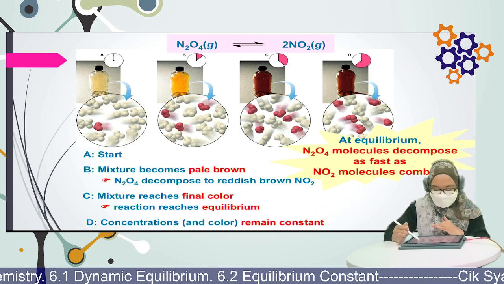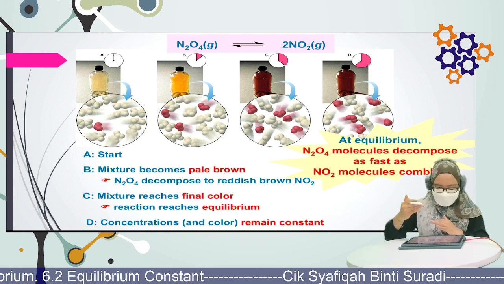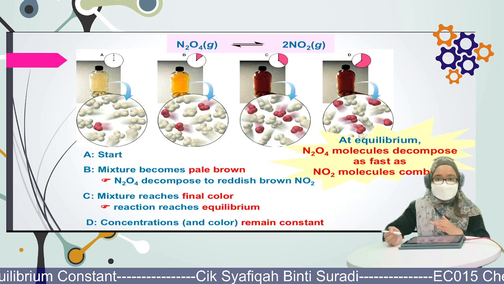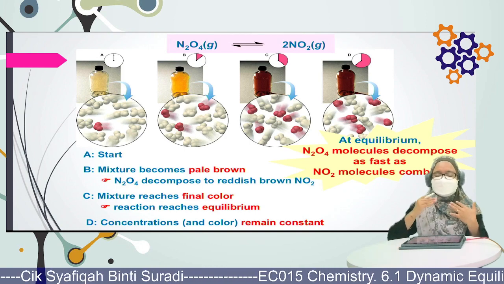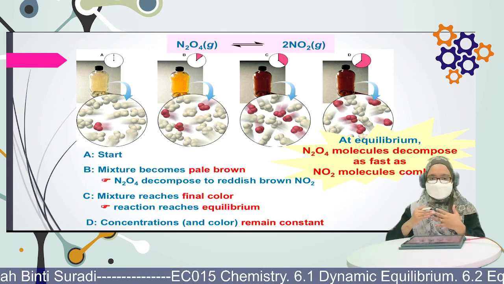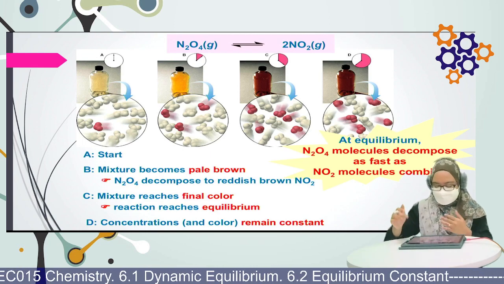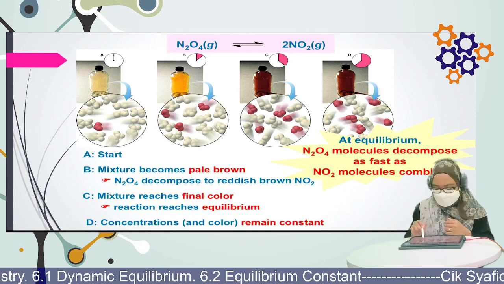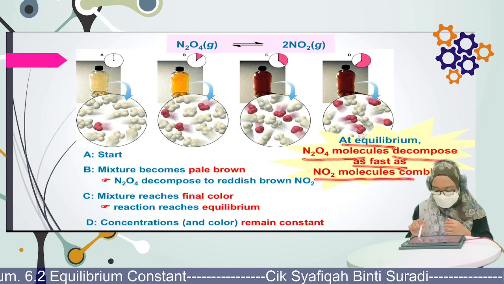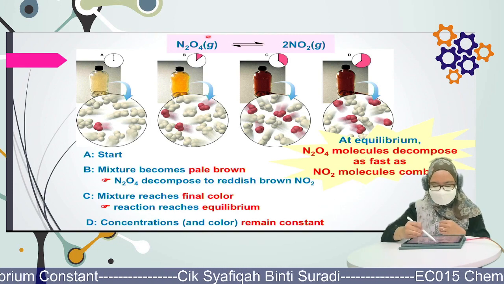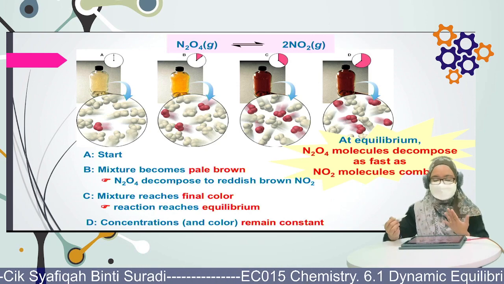Bila kita proceed lagi reaction tu over the time, kita dapati the color dia tak berubah pun, dia still remain the same. Dia punya concentration of reactant dengan produk kat situ dah remain unchanged. Sebab tu color dia pun remain constant macam tu. So dekat sini dia kata, at equilibrium, the N2O4 molecules decompose as fast as NO2 molecules combine. So reverse reaction dengan forward reaction tu berlaku pada kadar yang sama. Sebab tu dia tak berubah.